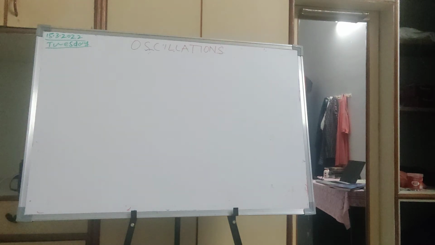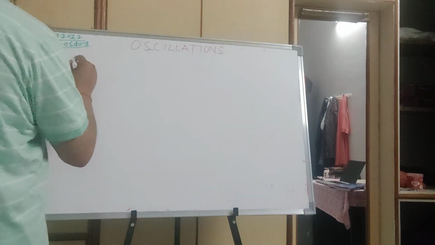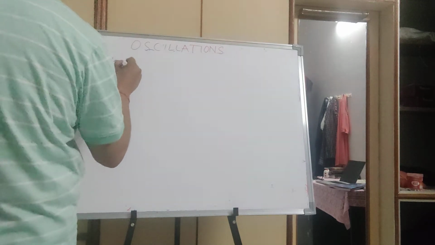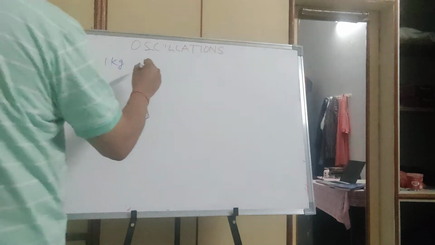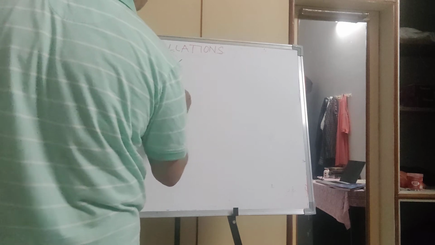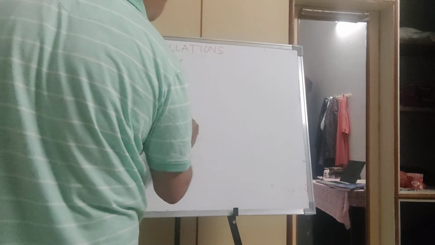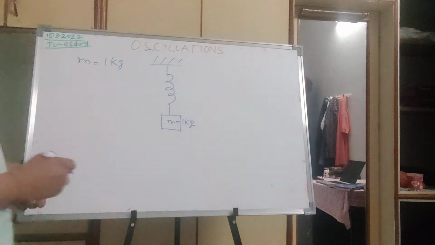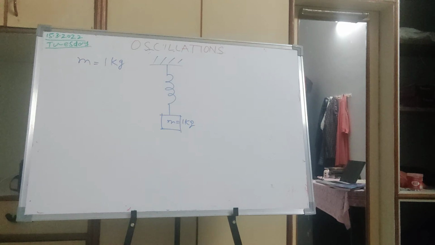Can we read out what is written? A block whose mass is 1 kg is fastened to a spring. So this is a block, and this is fastened to a spring. Its mass is 1 kg.